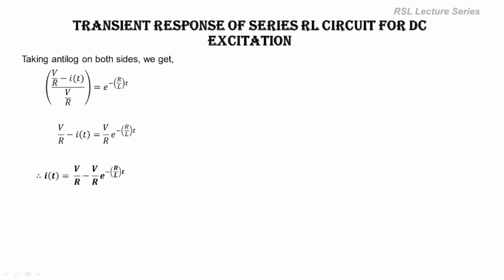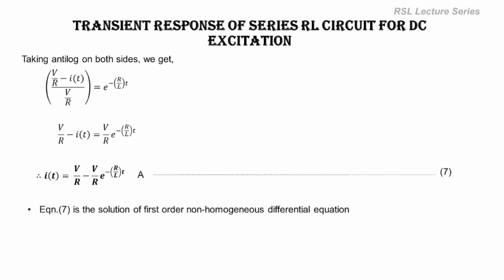So now our aim is to find out i(t). We can directly get i(t) from the above equation. So i(t) can be written as V/R minus V/R into e^(-R/L · t). This is the required response of the circuit. Equation number 7 is defined as a solution for the first order non-homogeneous differential equation.